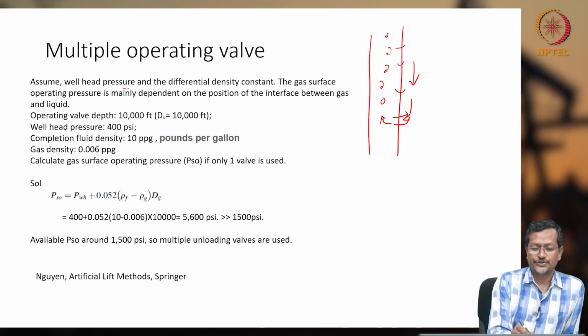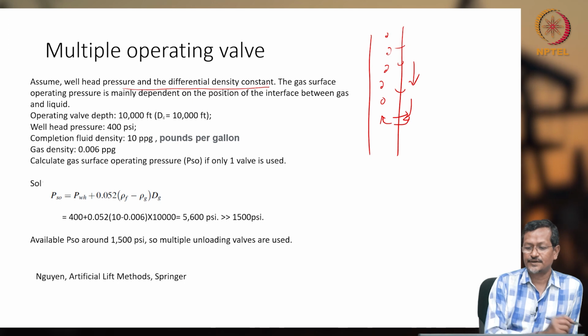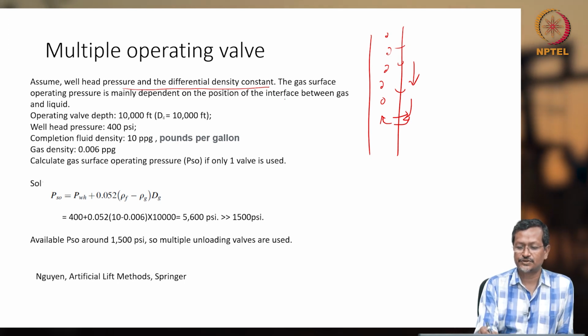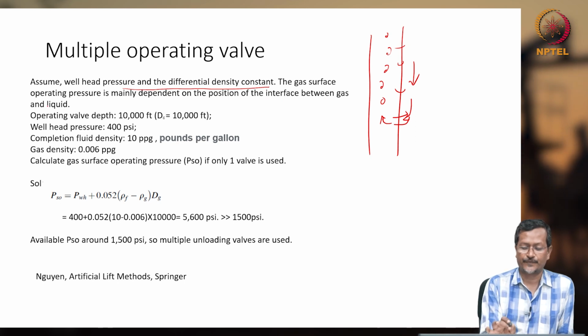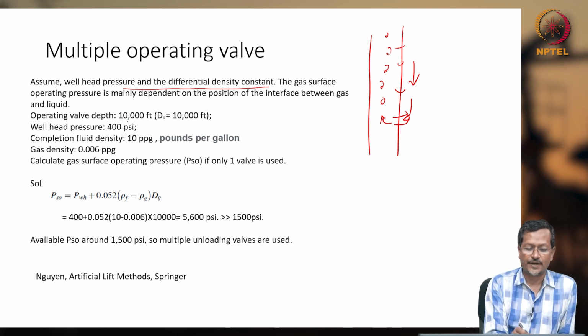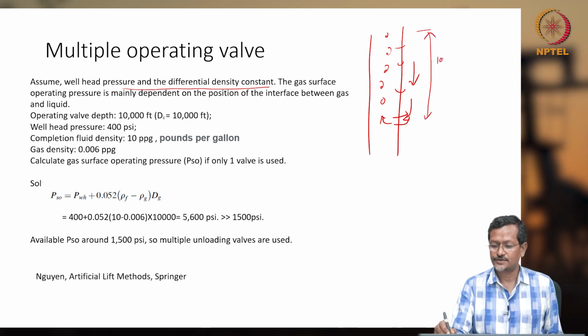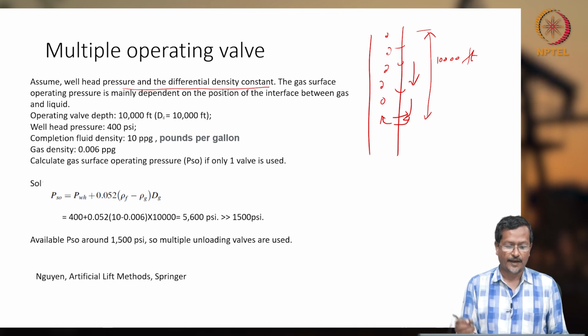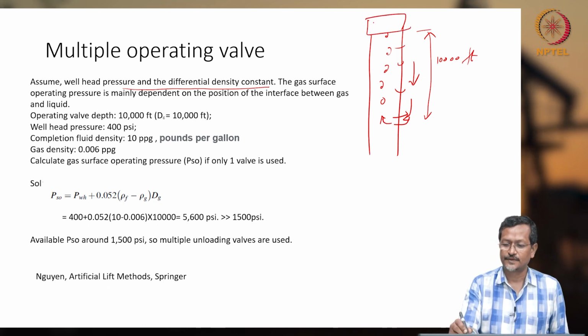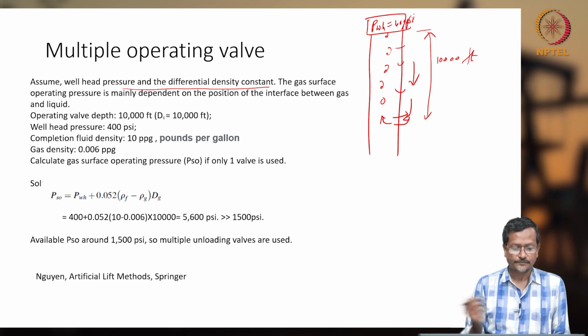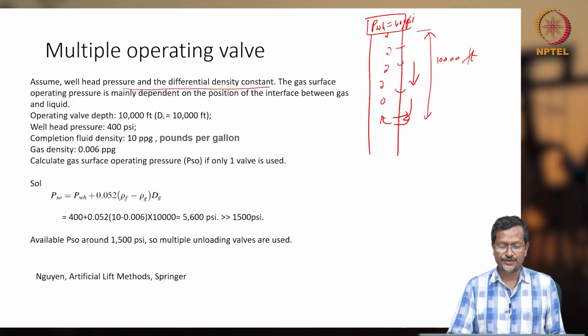Assume wellhead pressure and the differential density constant. The gas surface operating pressure is mainly dependent on the position of the interface between gas and liquid. This is the initial assumption. Now, operating valve depth is 10,000 feet, and wellhead pressure is 400 psi.